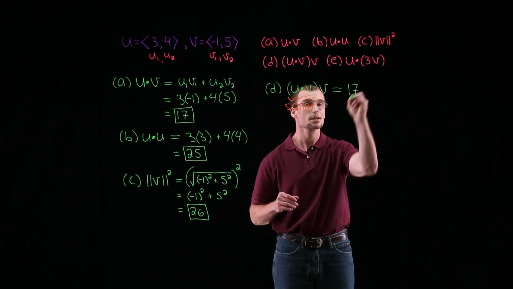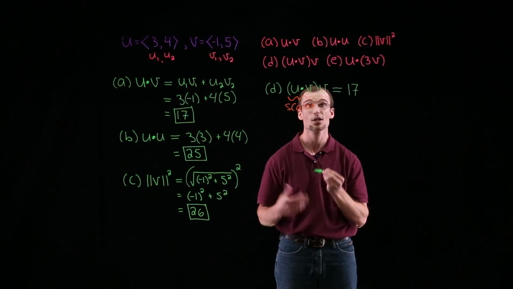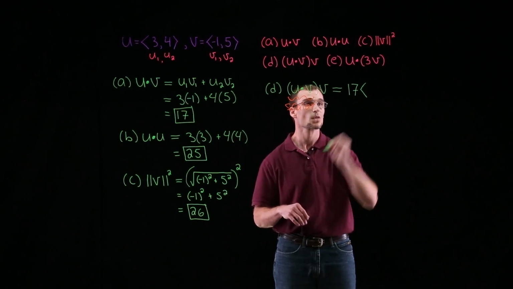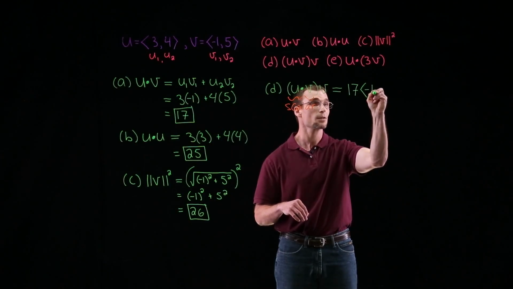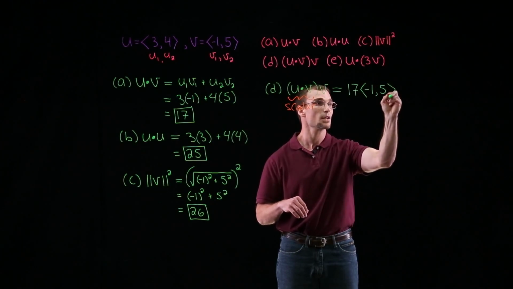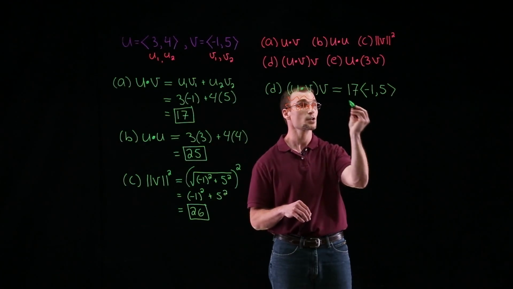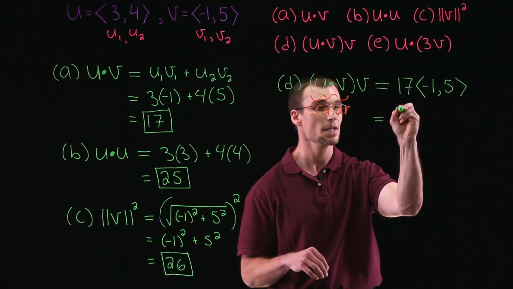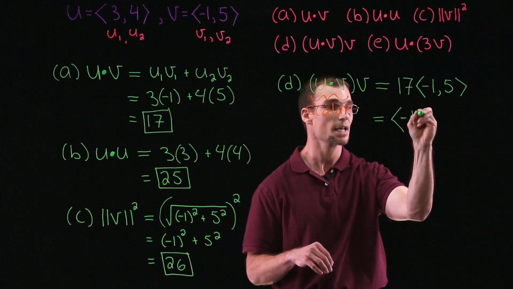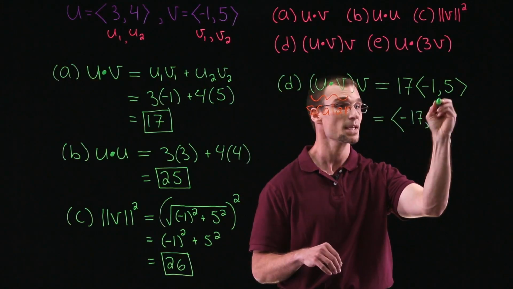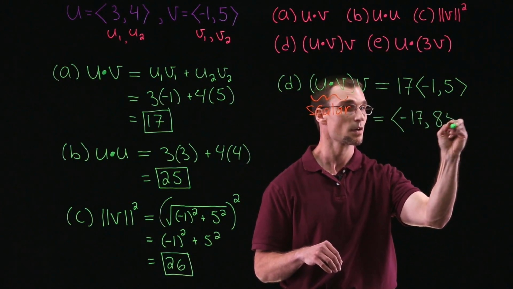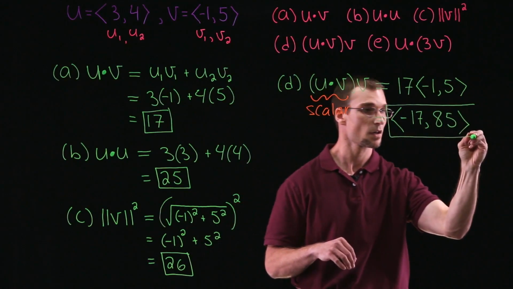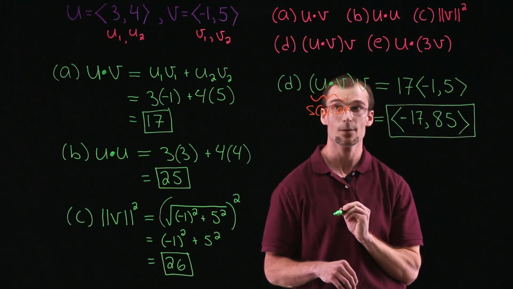The dot product between u and v, or u dot v for short, times the vector v, with components -1 and 5. For scalar multiplication, we multiply the scalar times each component. So 17 times our vector v gives us the vector with components -17, and 17 times 5 is 85. So there's our answer for part D.